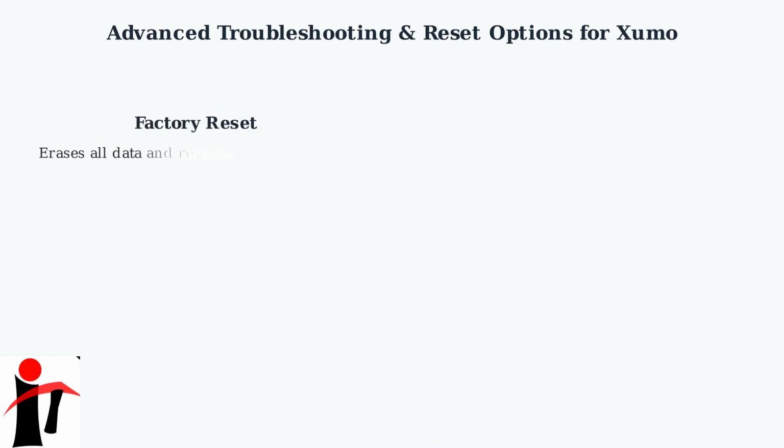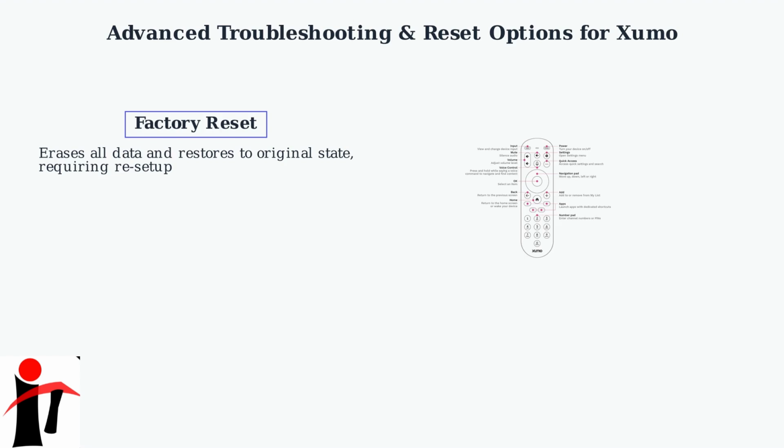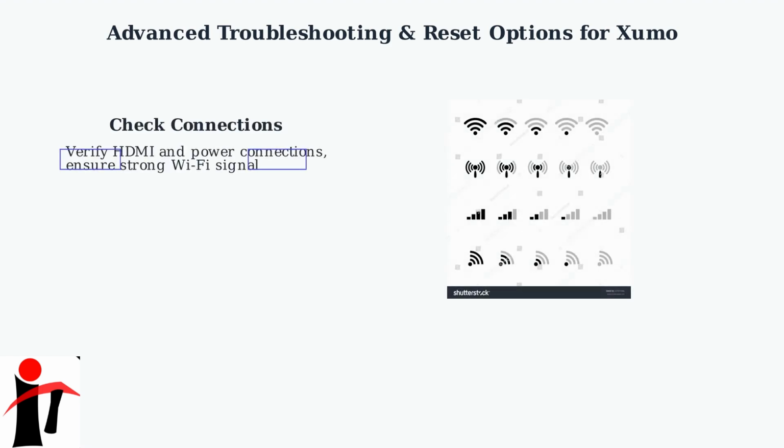Still stuck? Try a factory reset, which erases all data and restores the box to its original state, requiring you to set it up again. Before resetting, always check your HDMI and power connections and ensure your Wi-Fi signal is strong.